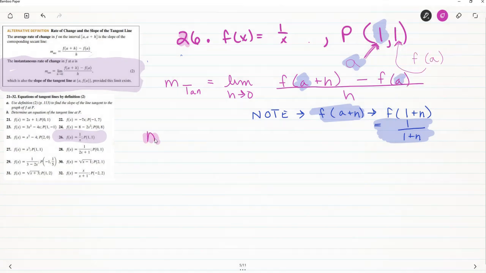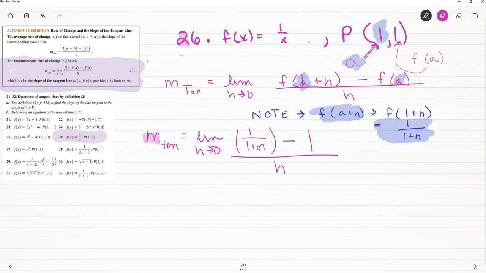So this next step, when you see it, that's why it looks like this. We have the slope of the tangent line is the limit as h approaches 0 of 1 over 1 plus h, that's f of 1 plus h, minus f of 1, which is 1, all over h. Now using direct substitution, I can't just let h equal 0 because I get a 0 in the denominator, so I've got to do some manipulation here.